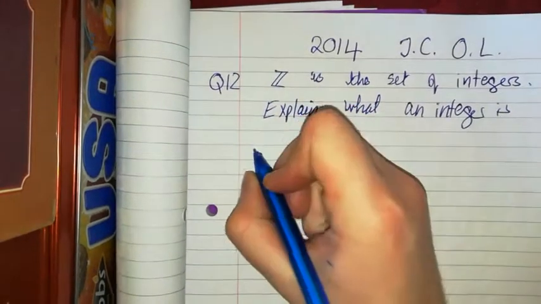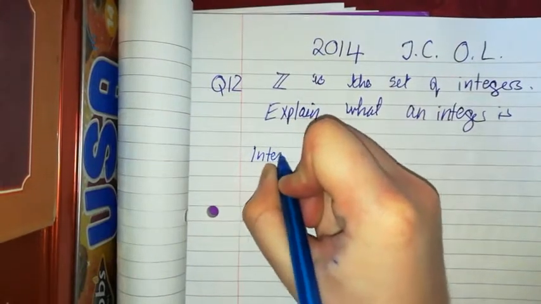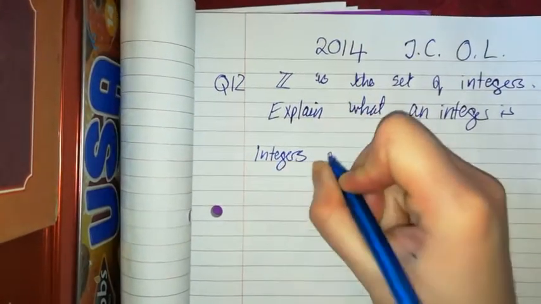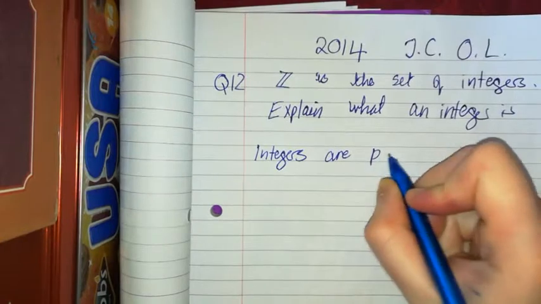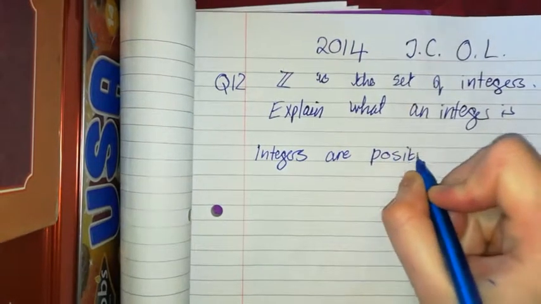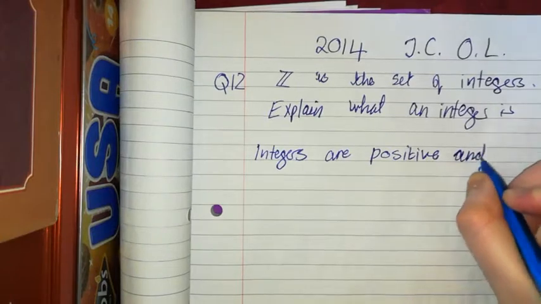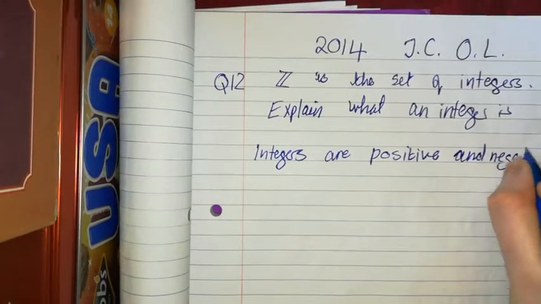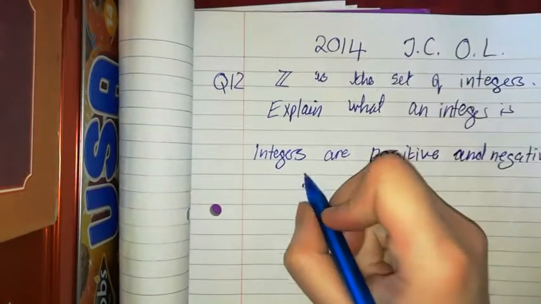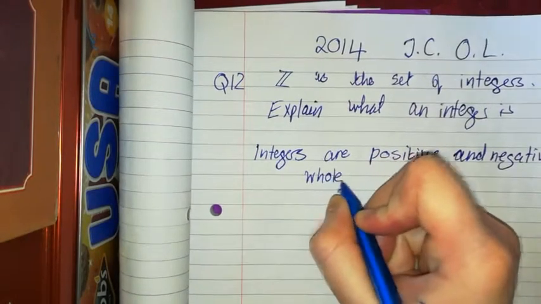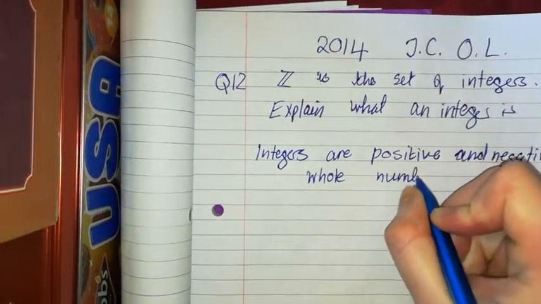So integers are positive and negative whole numbers. So they have to be whole. They can't be like decimals. Positive and negative whole numbers. So integers are positive and negative whole numbers. We need to know this for our exam.